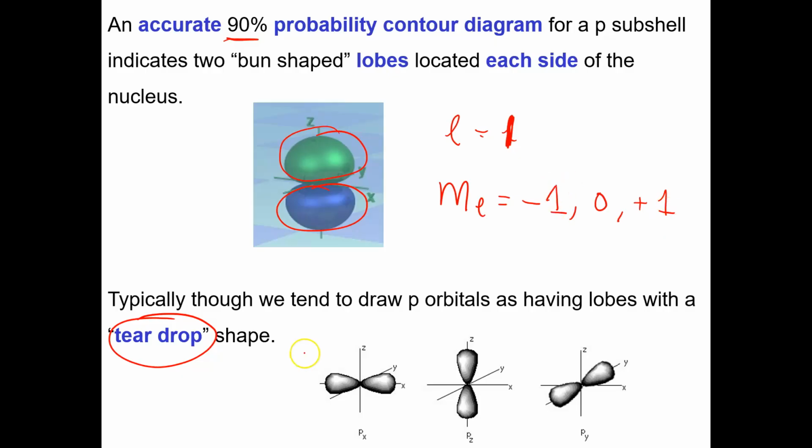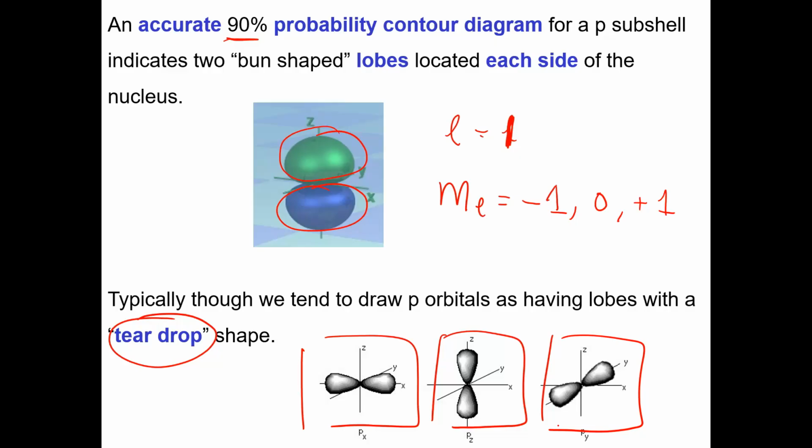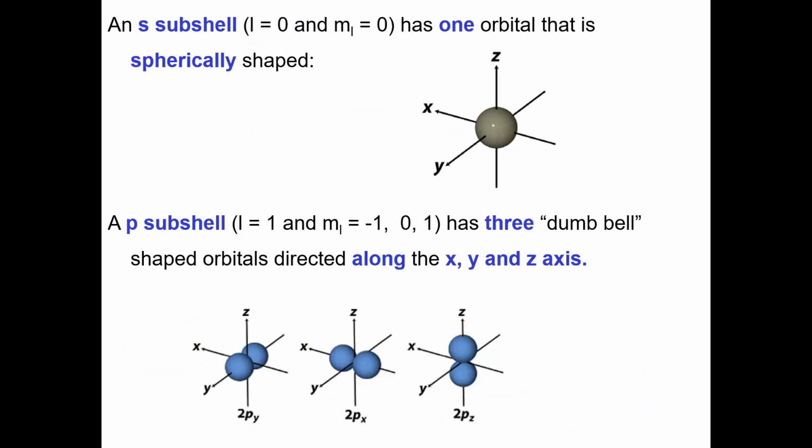So we'll see a set of three P orbitals making up a P subshell with three different orientations: one directed along the x-axis, one directed along the y-axis, and one directed along the z-axis. An S subshell has L equals 0, so there is only one possible value for the orientation. So there's only one orbital in an S subshell, and that S subshell is spherical shaped.